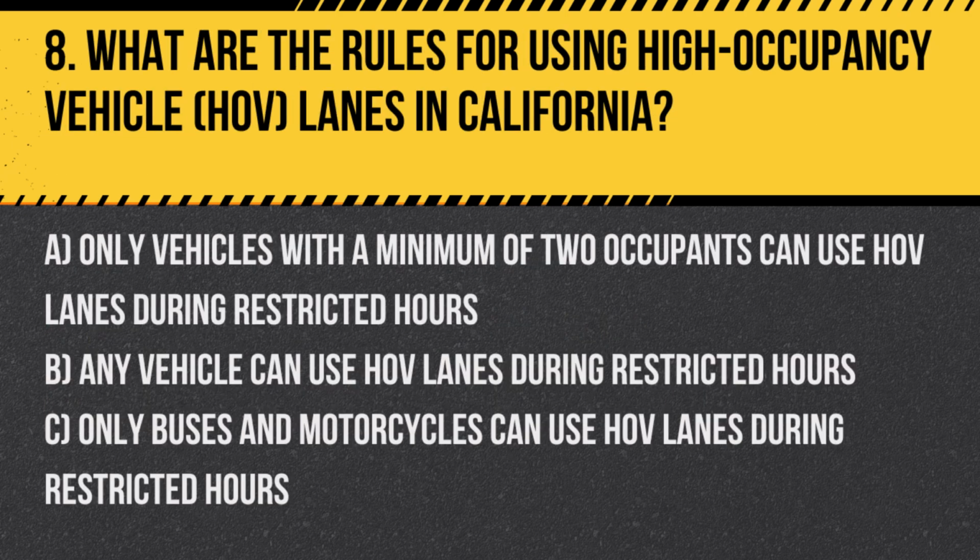Question 8. What are the rules for using high-occupancy vehicle (HOV) lanes in California? A. Only vehicles with a minimum of 2 occupants can use HOV lanes during restricted hours. B. Any vehicle can use HOV lanes during restricted hours. C. Only buses and motorcycles can use HOV lanes during restricted hours. Answer. A. Only vehicles with a minimum of 2 occupants can use HOV lanes during restricted hours. These lanes are designated for high-occupancy vehicles.